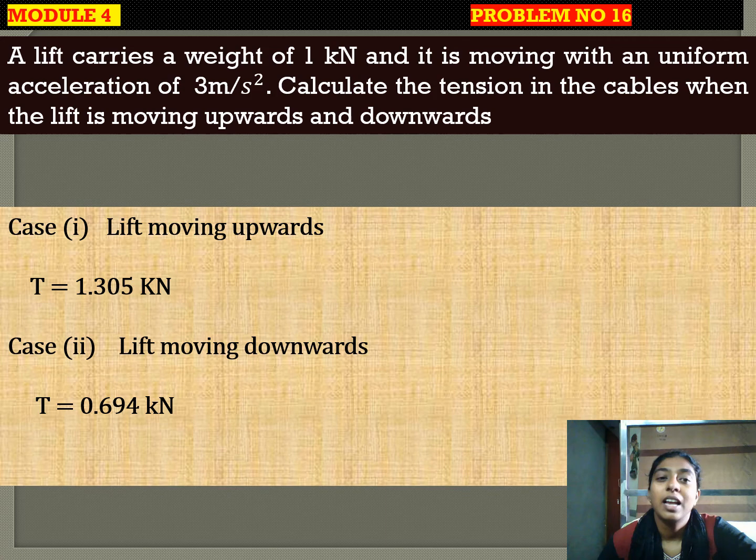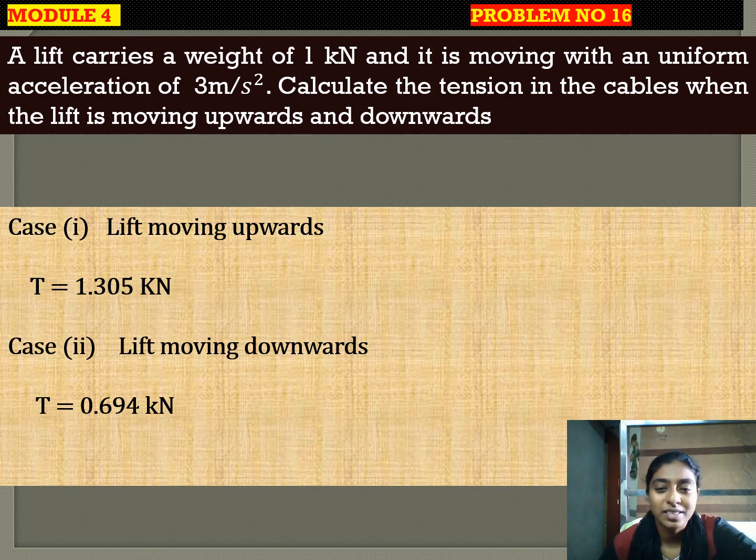Next problem, last problem. A lift carries a weight of 1 kilonewton and it is moving with a uniform acceleration of 3 meter per second square. Calculate the tension in the cables when the lift is moving upwards and downwards. So a very simple problem, only the vertical motion. You can easily draw the free body diagram, resolve it, and find the answer.